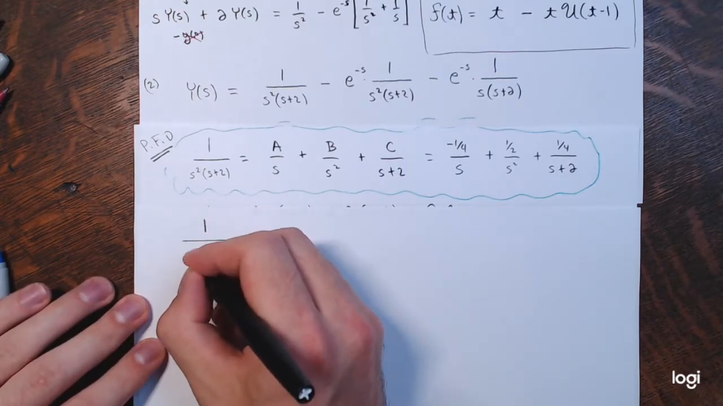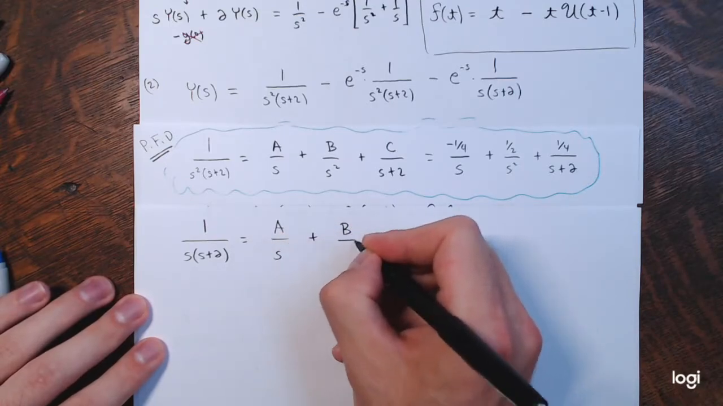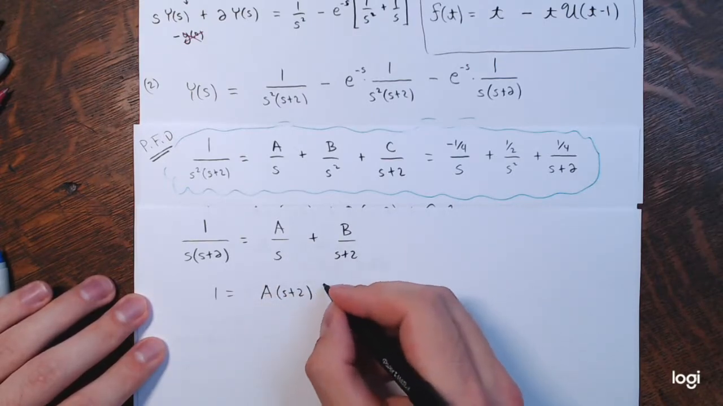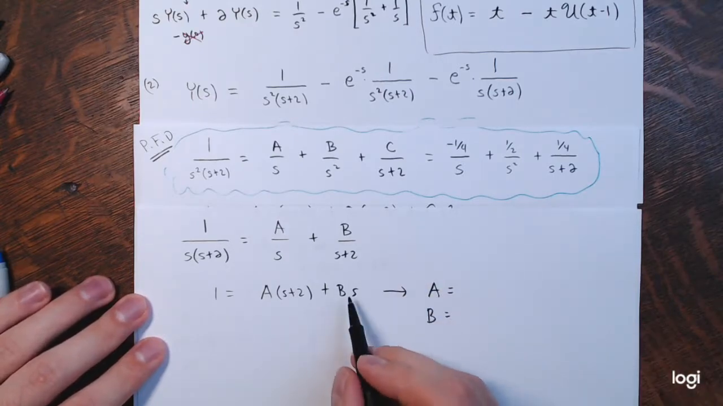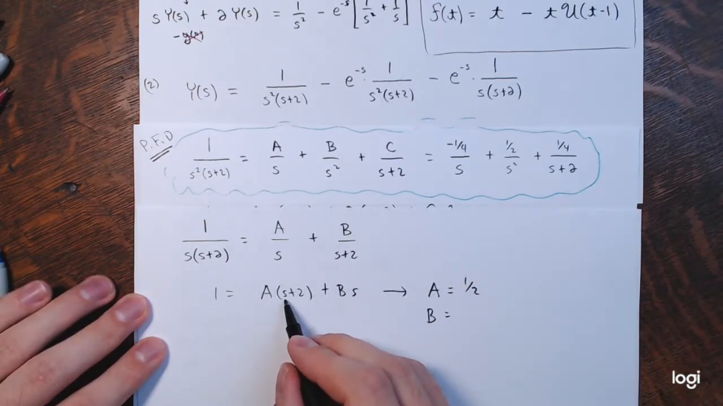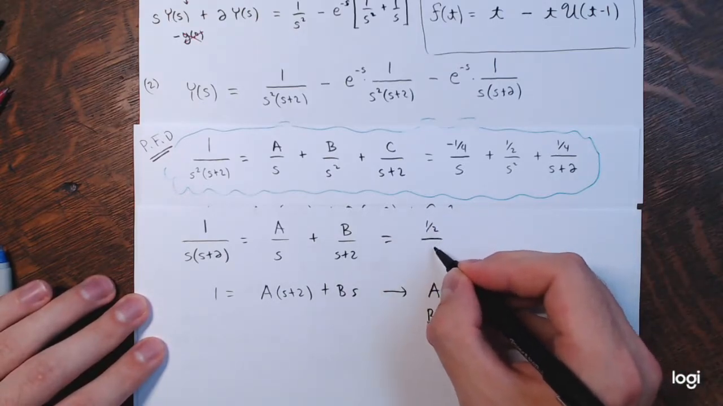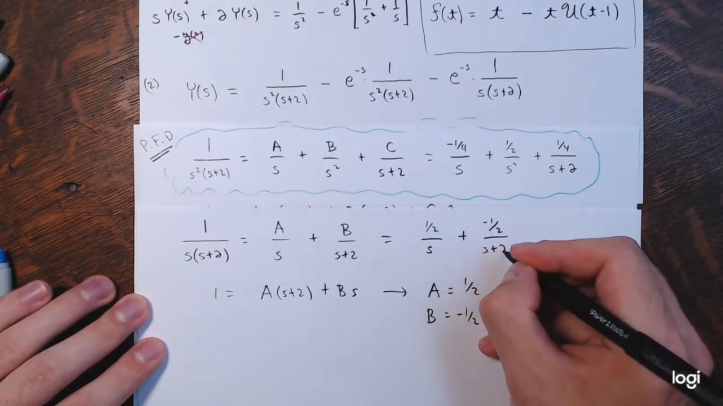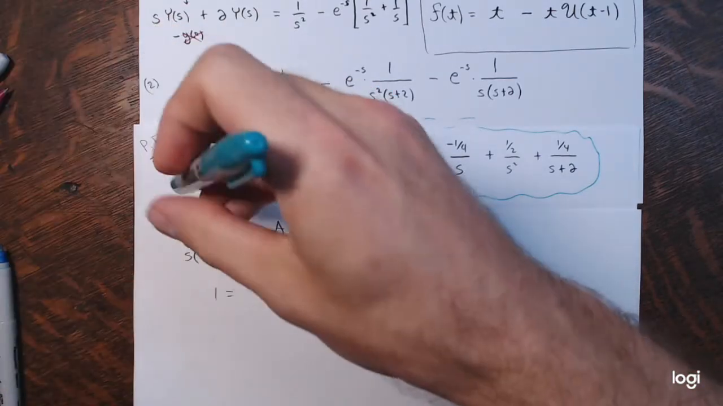1 over s times s plus 2, again, is some constant over s plus some constant over s plus 2. So 1 would be a times s plus 2 plus b times s. If s were 0, you'd see that a would have to be a half. And if s were negative 2, b would be negative a half. So putting those in, this would be a half over s plus negative a half over s plus 2. All right, so now that I've got these, I'll put that in a bubble as well.